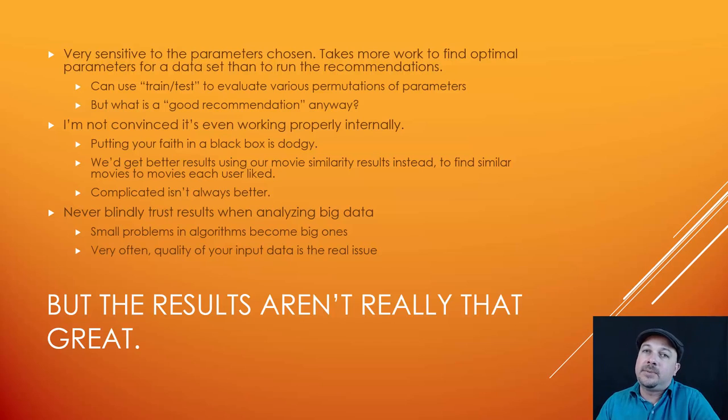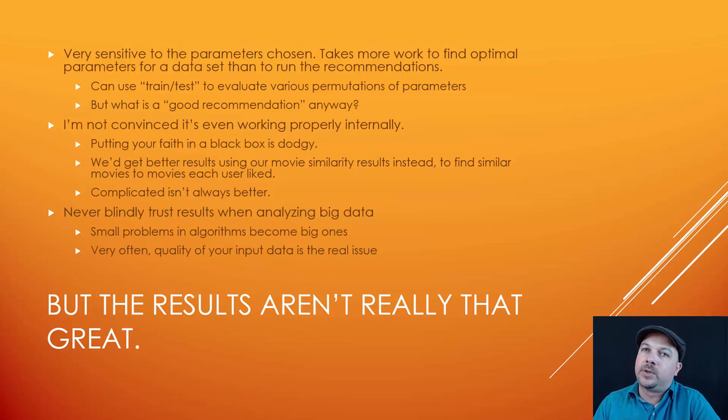So it just seems that this particular algorithm isn't a good fit for the 100K MovieLens ratings data to begin with. Honestly, I'm not even sure it's working the way it's supposed to. Those results are just so wacky, it's hard for me to believe that it's really doing the right thing. And this is a good example of where putting your faith in a black box algorithm like this can be kind of a dodgy thing. I don't really know what's going on under the hood.